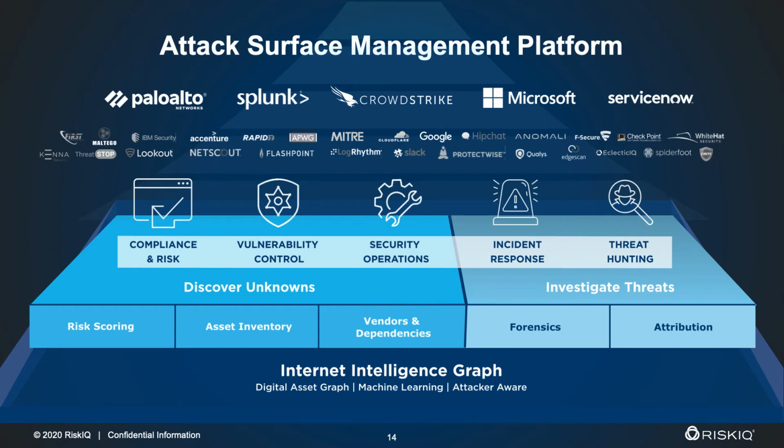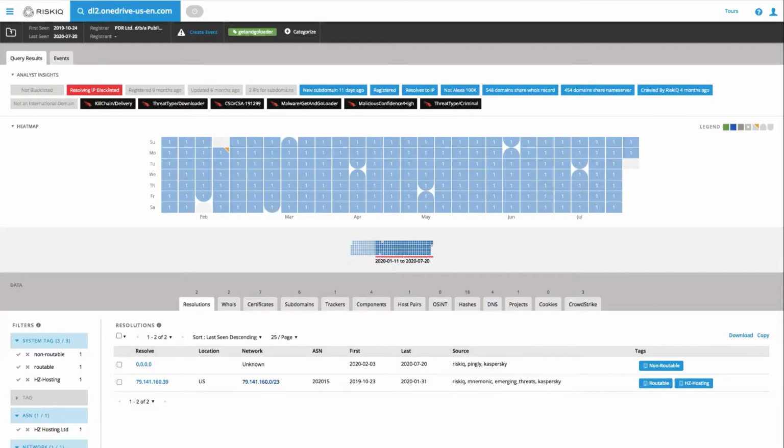Being able to investigate threats is a key capability within an attack surface management solution. In our previous example, we looked for the indicator dl2.onedrive-us-en.com, just exploring RiskIQ's data. As noted, our platform enables our customers to take advantage of their security investments that they've already made and extend them further. In this particular case, we're highlighting an example here of our CrowdStrike integration within RiskIQ Passive Total.